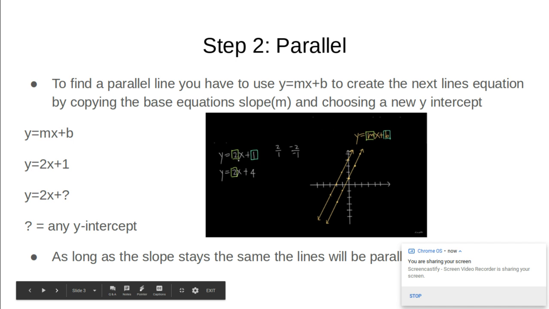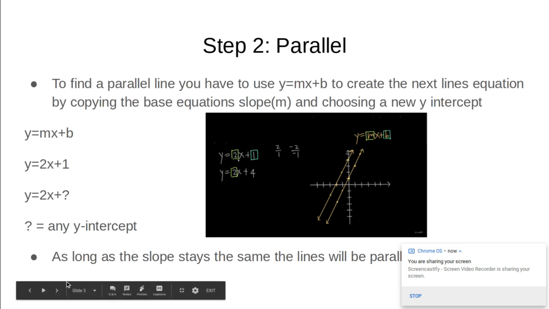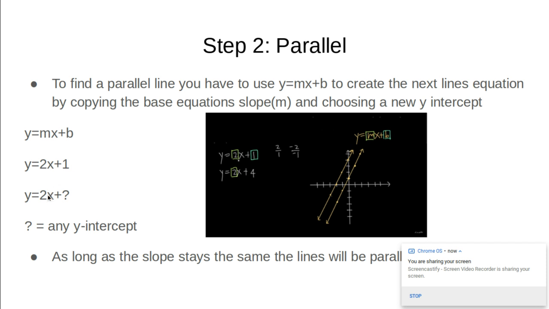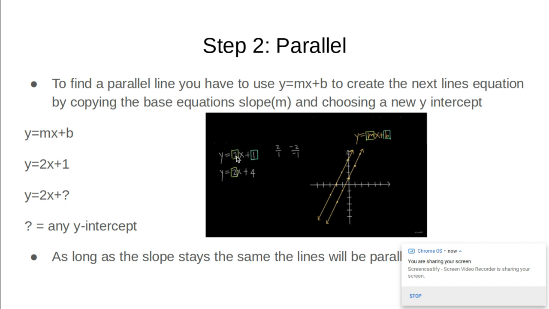To find a parallel line, you have to use y equals mx plus b to create the next line's equation by copying the base equation's slope and choosing a new y-intercept. As you see here, we have y equals 2x plus 1. Then we copy y equals 2x, just the slope. As long as the slope stays the same, the line will be parallel. Here we have a new y-intercept that is 4, but the slope stays the same.